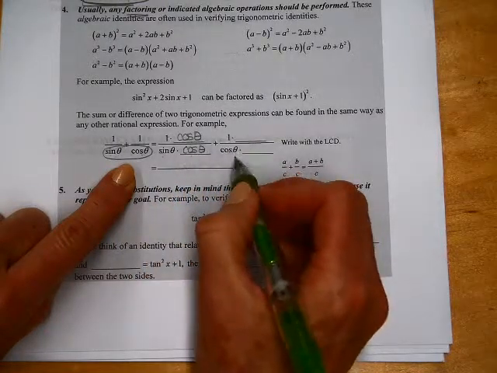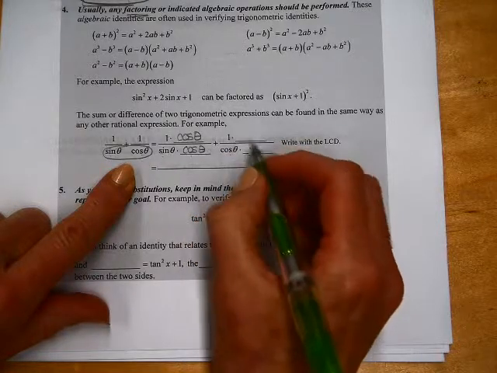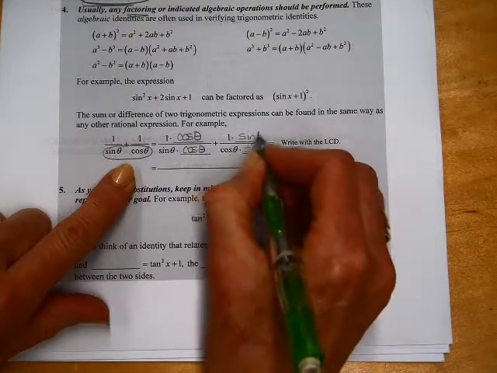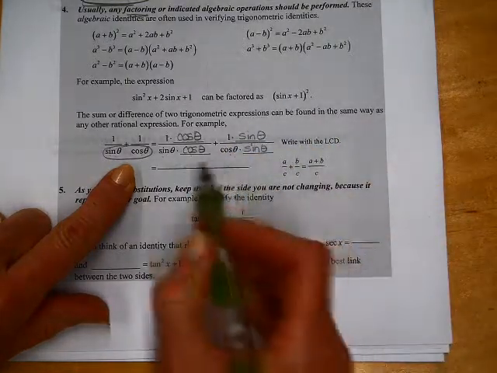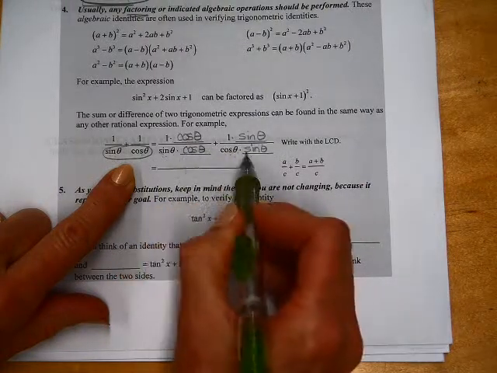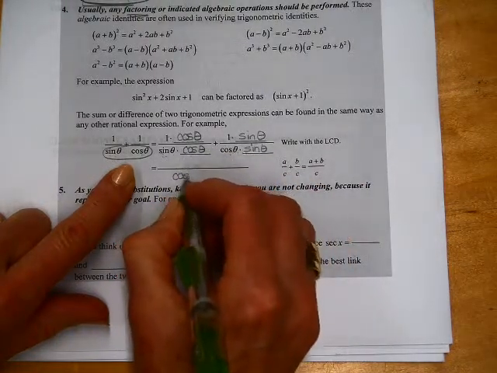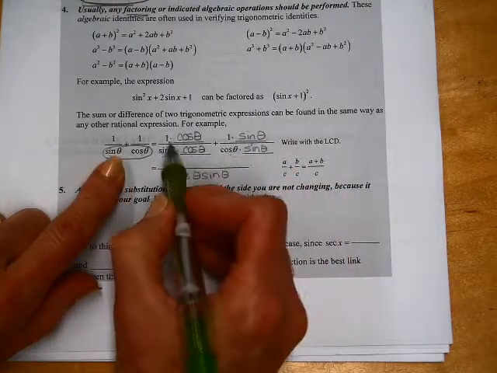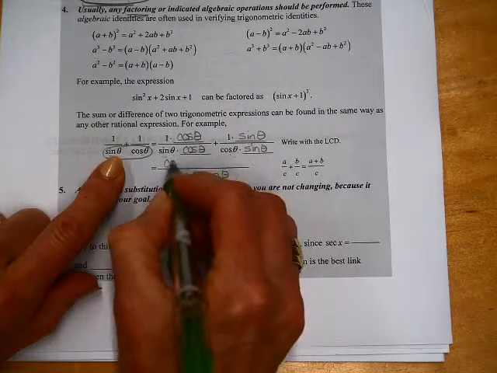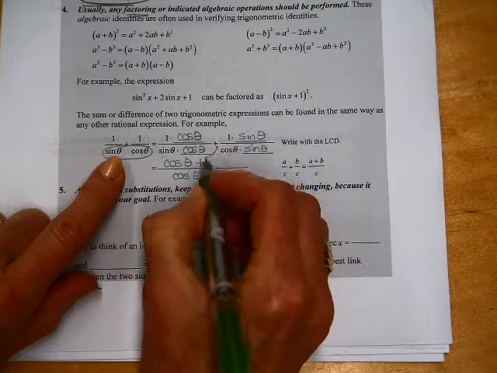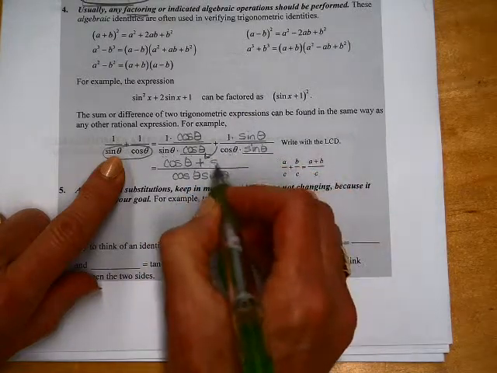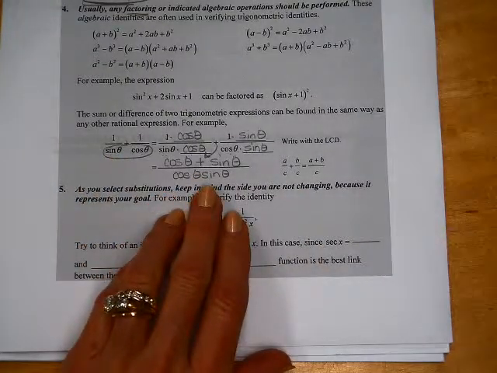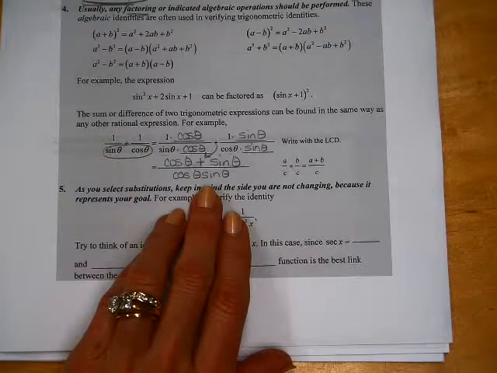In this second fraction right here, you already have cosine. What you need is a sine in the denominator. So you multiply times sine in the numerator. And then once these have the same denominator, you can combine them into one fraction. Cosine theta, sine theta is on the bottom. On the top, you have 1 times cosine, which is cosine, plus 1 times sine, which is sine. So when you add fractions, remember you have to get a common denominator. Okay?